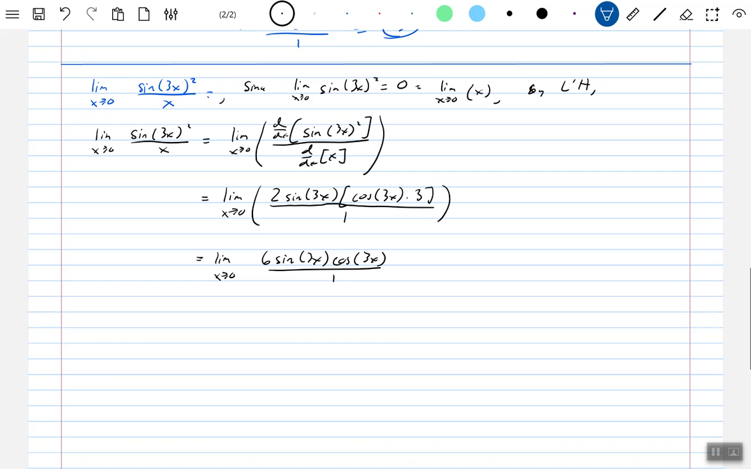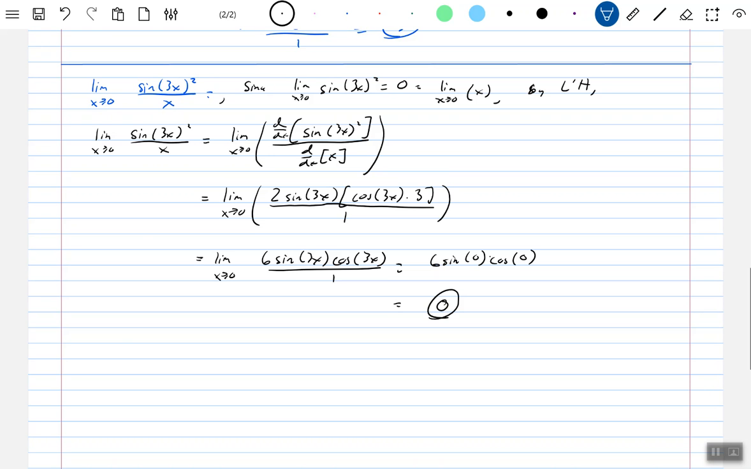Now here, this is just continuous everywhere. It exists everywhere, it's continuous everywhere, it's differentiable everywhere, it's beautiful. Yay, we love it. So we can actually just plug in 0 here. It's equal to 6 times sine of 0 times cosine of 0. Now, what is sine of 0 equal to? That's just equal to 0. And what happens when you have a bunch of things times 0? Well, it doesn't matter what the other things are. This is equal to 0.